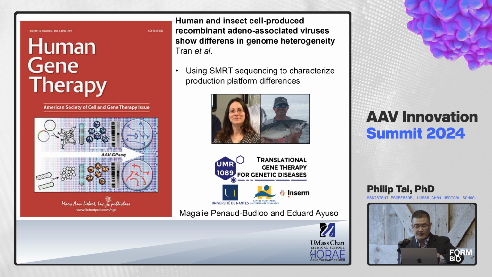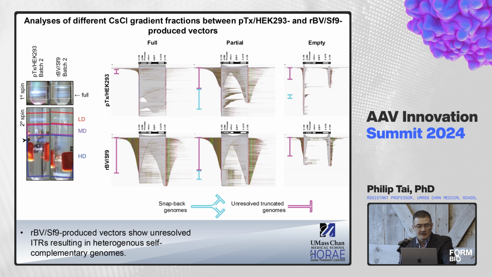So what I wanted to do was to focus on a publication that we had submitted to Human Gene Therapy in collaboration with Magali Budlu and Edward Aoso a couple of years back. In this work, we had basically compared the heterogeneity in AAVs packaged in two different systems, one being the triple plasmid transfection system in HEK293s versus the baculovirus SF9 platform. And the reason why this study was intriguing is because we found many interesting aspects of packaged AAV.